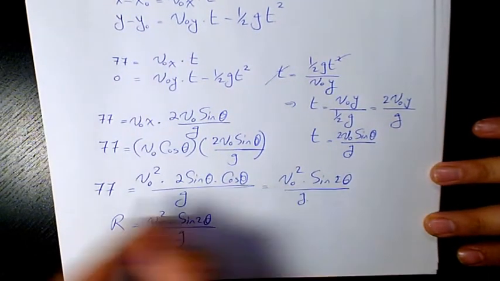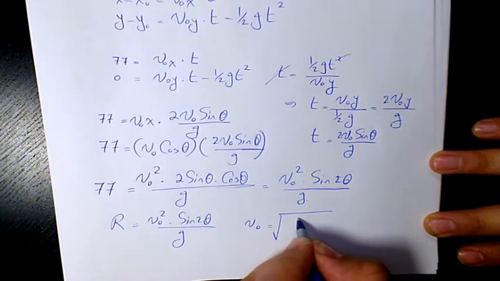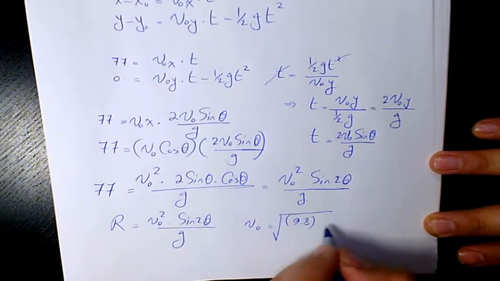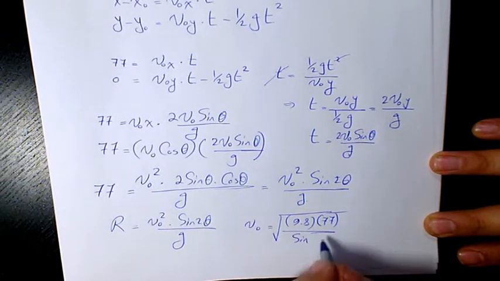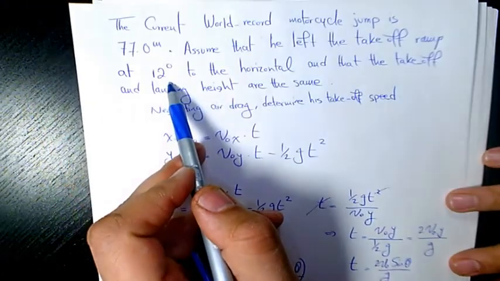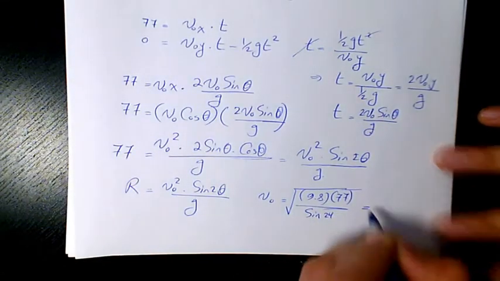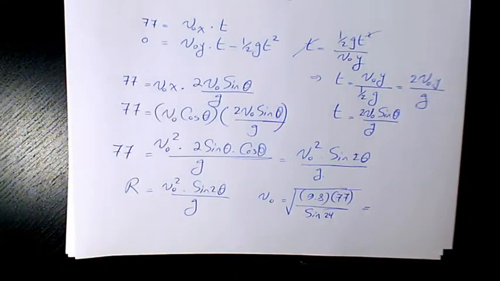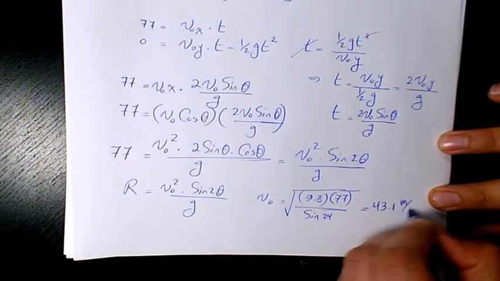We can say v naught equals the square root of 9.8 for g times 77 divided by sine 2 times 12, because the angle is 12 degrees in here. Sine 24. So when you calculate it, that will give you 43.1 meters per second.